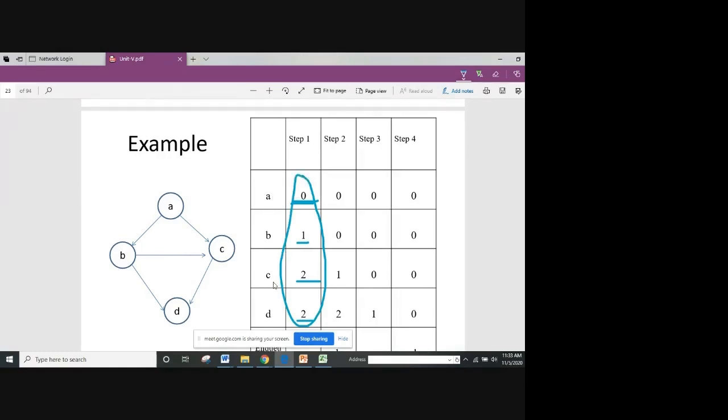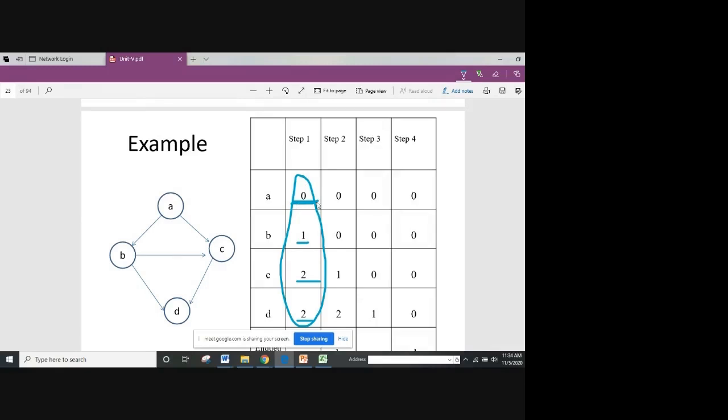Or else, if they give a matrix, convert the matrix into the graph and find the in-degrees. In-degree means incoming. From the matrix it will be very difficult to find the in-degree. Out-degree is easy, but in-degree you have to do very carefully. Instead, draw the diagram from the matrix, and then you can proceed. It will be very easy for you. So find the in-degree. Now in these 4 values, concentrate only on this area. In these 4 values, whose in-degree is 0?